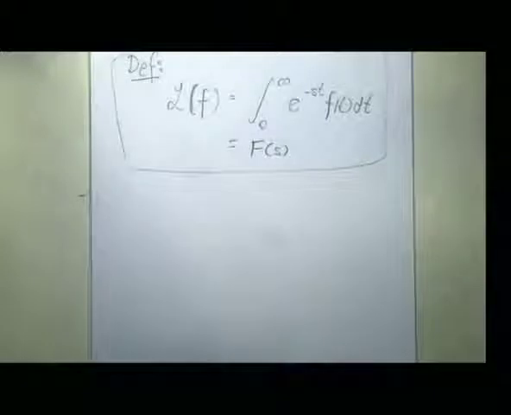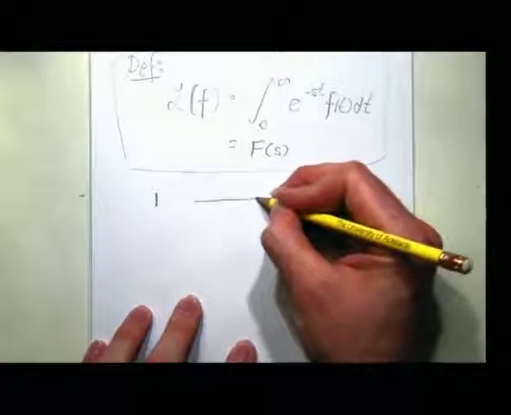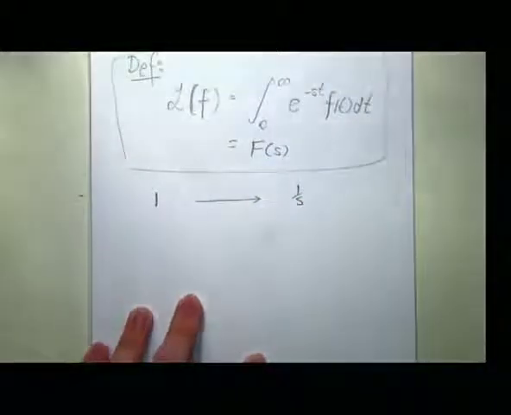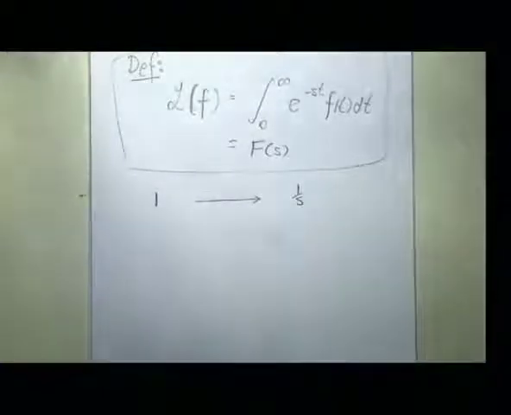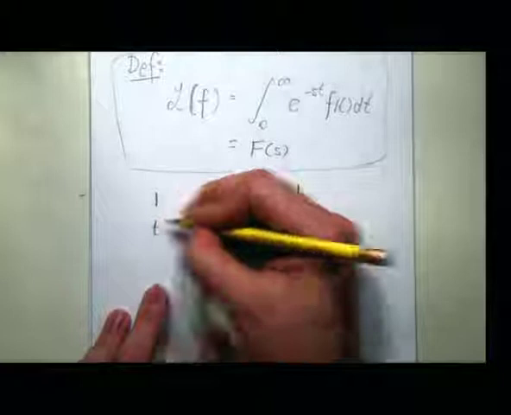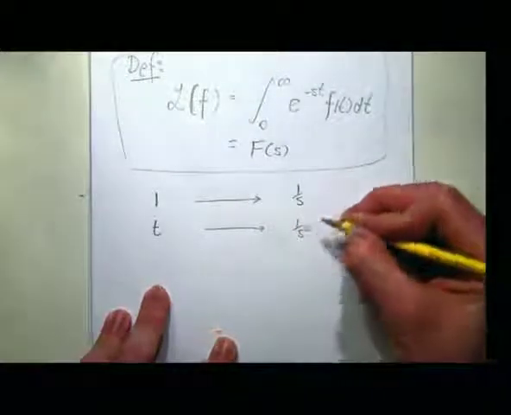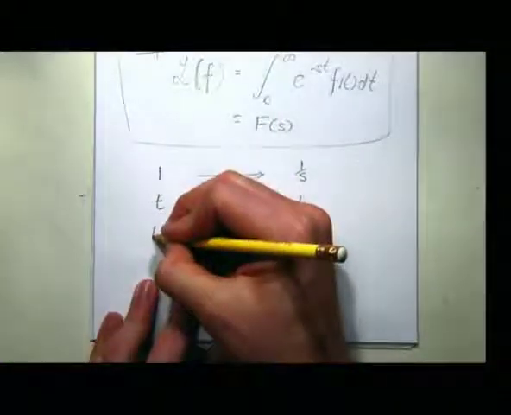Okay, so I'm just going to put a couple of them down. A constant function will go to 1 over s. And a t will go to 1 over s squared. And t to the n will go to something. So normally they write it like this.